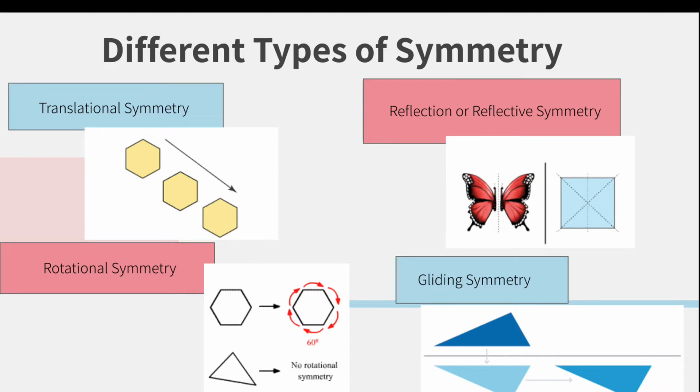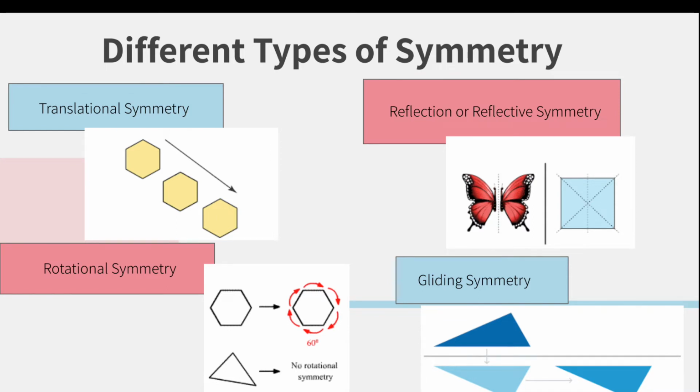On the top right-hand corner, there's reflection or reflective symmetry. This is when an object reflects the other half of the object. This is also known as the line of symmetry or a mirrored symmetrical object. And then the bottom right-hand corner is gliding symmetry. This is a combination of reflective and translational symmetry.